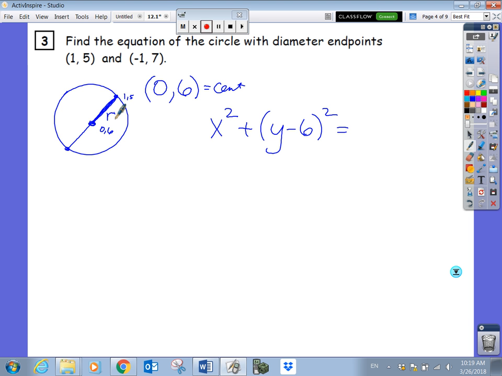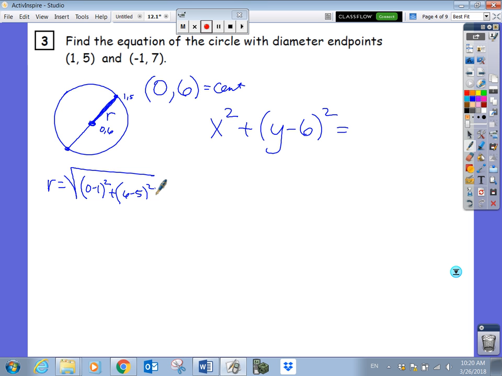So I'm going to find this distance. So you have to know the distance formula. So r, which is my distance, is equal to the square root of (0 minus 1) squared plus (6 minus 5) squared. If you wanted to say 1 minus 0, that's fine. If you do 1 minus 0, then you have to do 5 minus 6. It doesn't matter which point is your first point and which point is your second point, as long as your first point is your first point and your second point is your second point. You can't flip-flop them, okay? So 0 minus 1 and 6 minus 5, or 1 minus 0 and 5 minus 6.